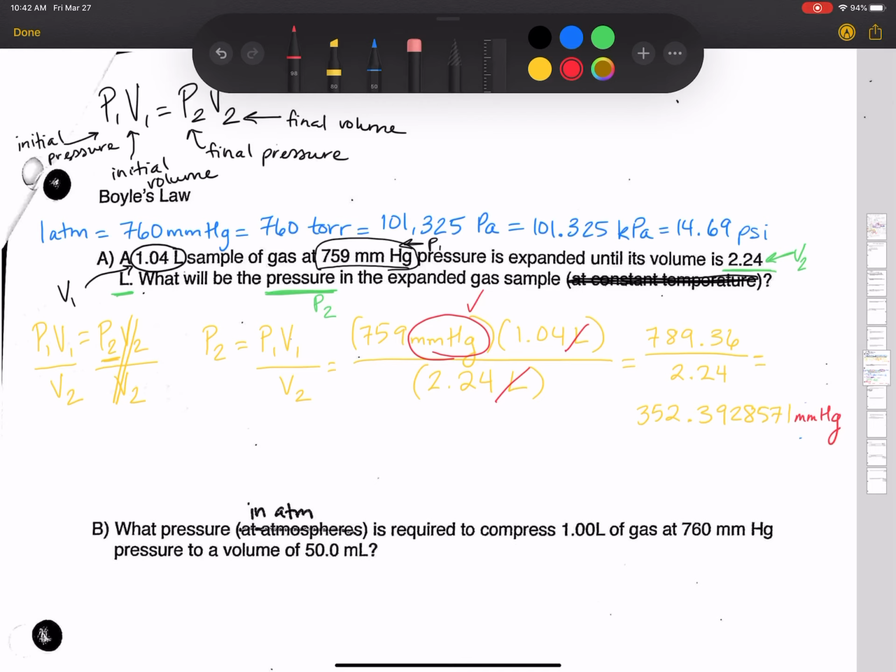The last thing I need to do is deal with sig figs. This was 3 sig figs, 3 sig figs, and 3 sig figs. All of those were my data. So each one of my data had 3 sig figs, which means that my final answer is just going to be 352 millimeters of mercury.